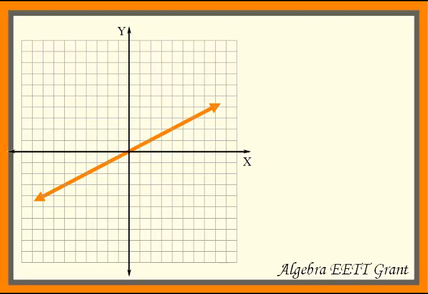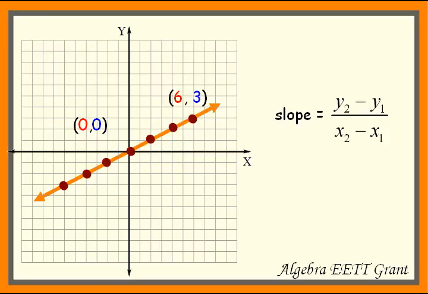What we're going to do this time to write the equation is pick some points. I'm going to label a whole bunch of points, but I'm only going to use 2 of them. The points I'm going to use are 0, 0, the origin, and 6, 3. So let's find the slope, because k is the slope. How do you find the slope? The slope is the difference of the y's over the difference of the x's.